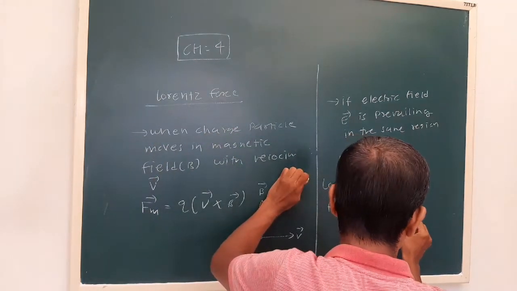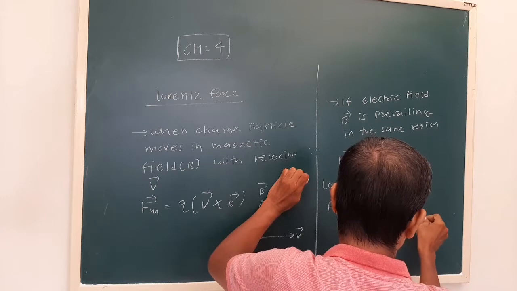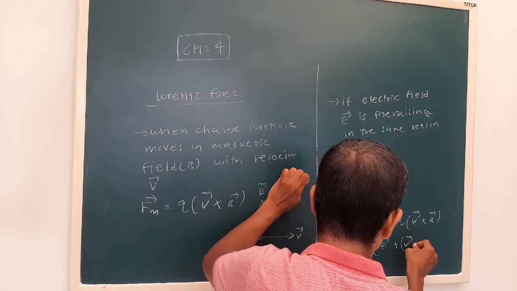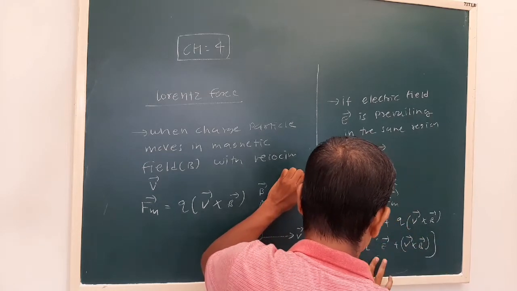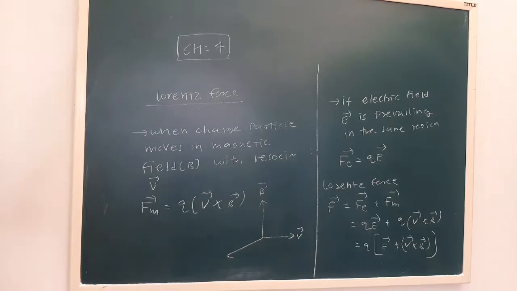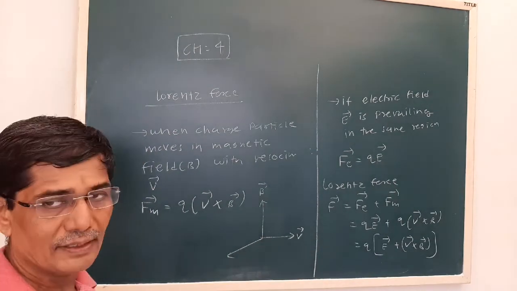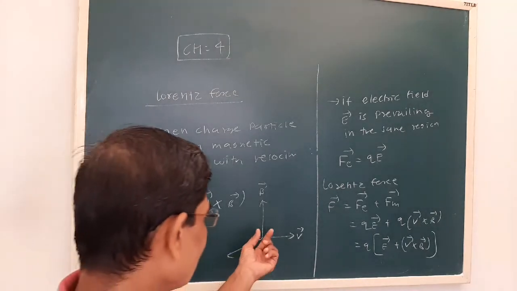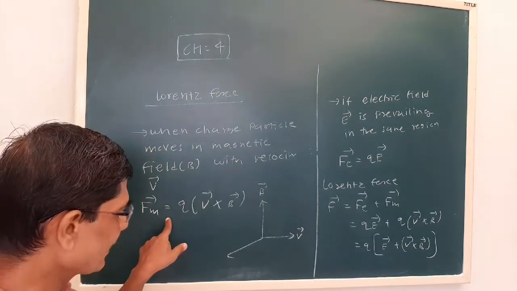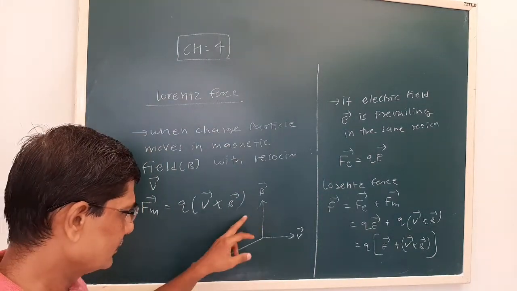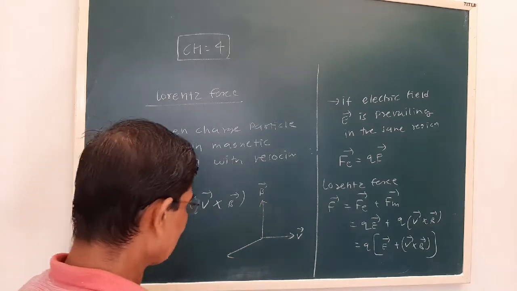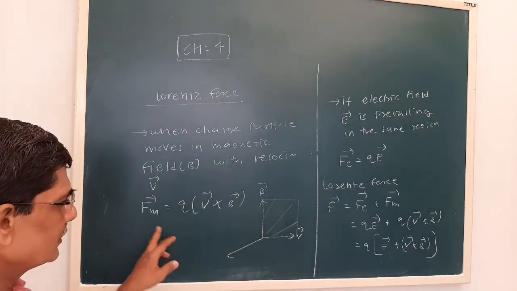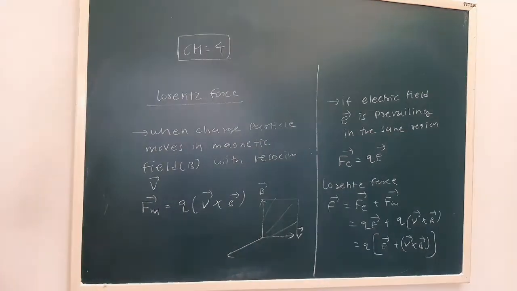That is q E plus q v cross B. So this is how we can obtain the equation of the Lorentz force, that is the force acting on a charged particle placed in a magnetic field. Now the direction of Fm, that is the magnetic force, will be perpendicular to the plane formed by v and B. That is the property of the vector product.